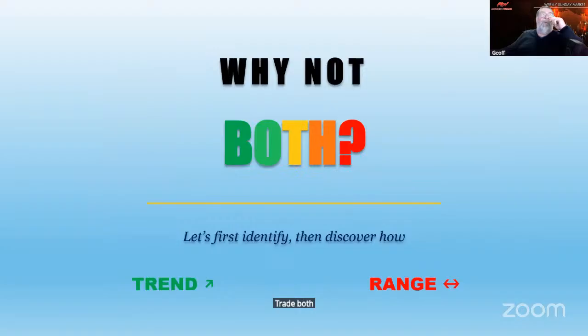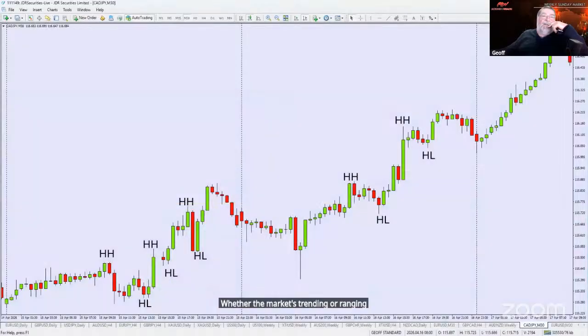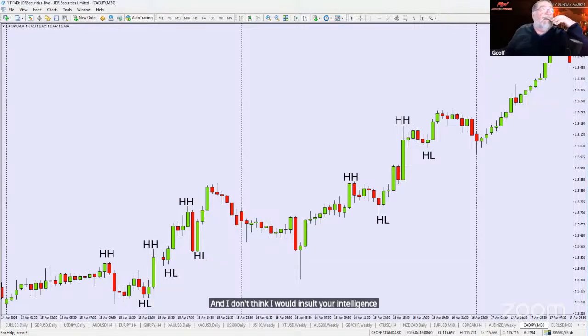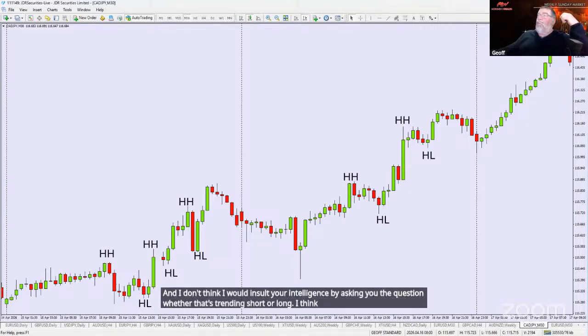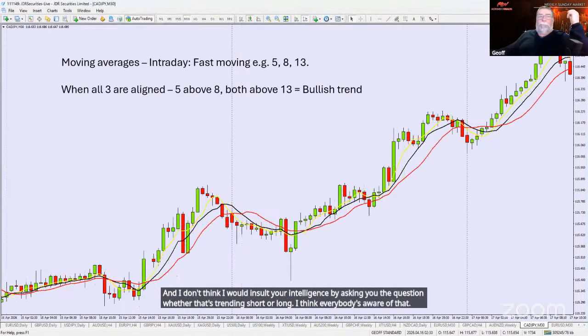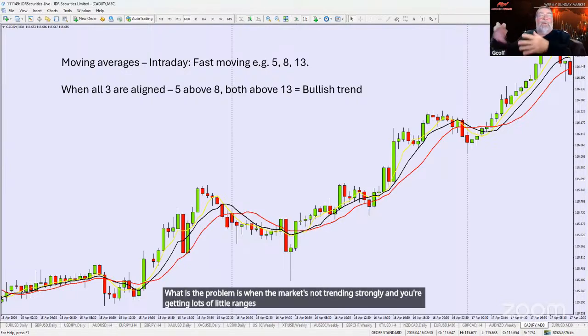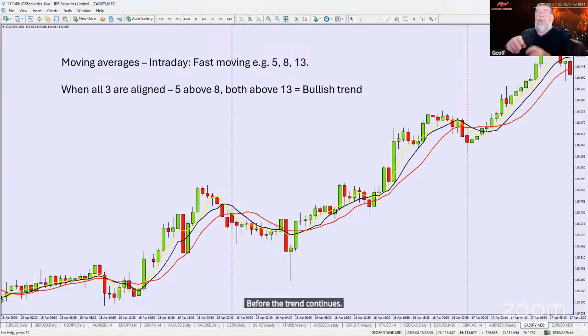But how do you know whether the market's trending or ranging? Well, there are obvious signals when the market is trending strongly. I don't think I would insult your intelligence by asking whether that's trending short or long. Everybody's aware of that. They're not the problems. What is the problem is when the market's not trending strongly and you're getting lots of little ranges before the trend continues. That's where I think both systems come in handy.